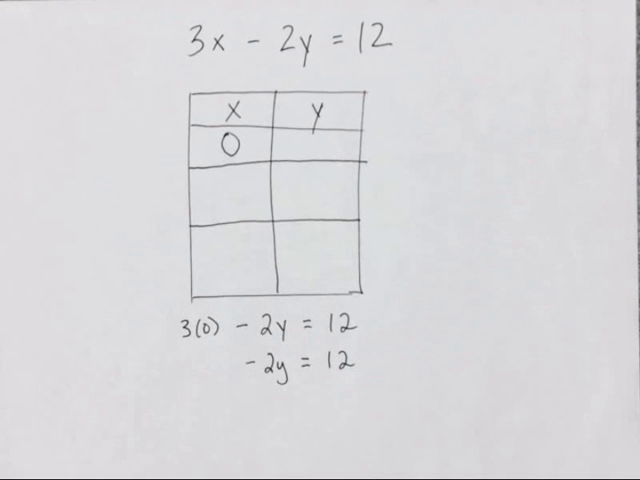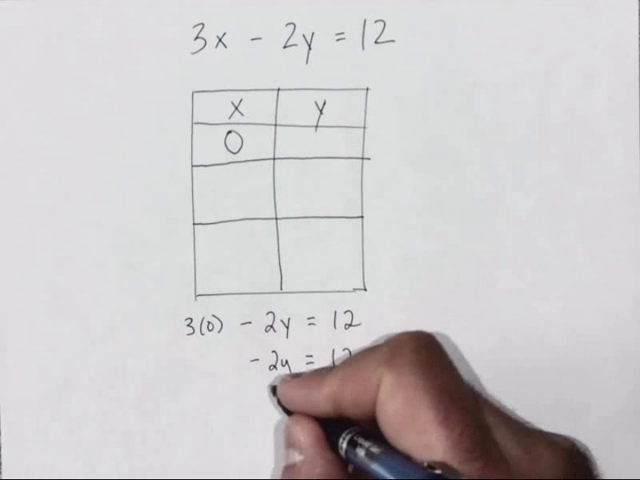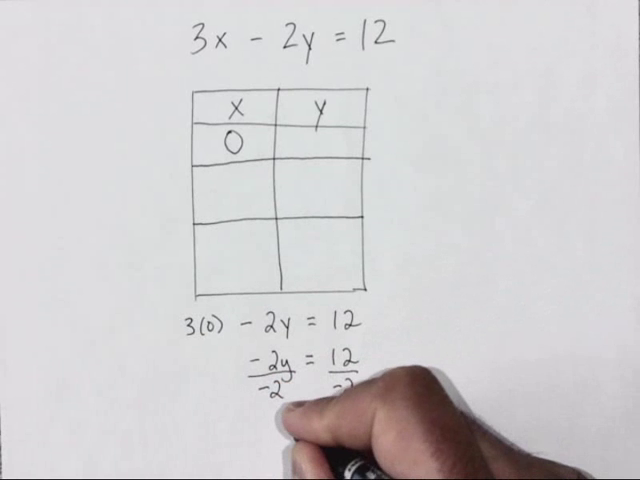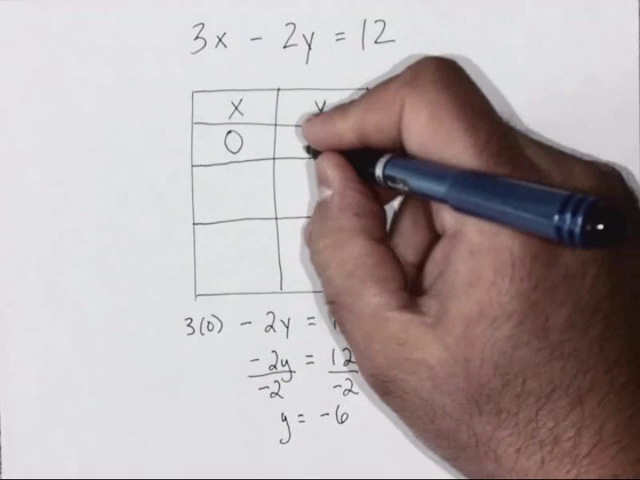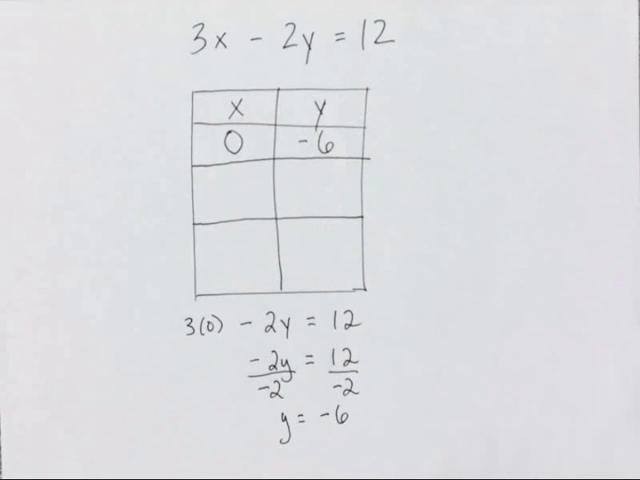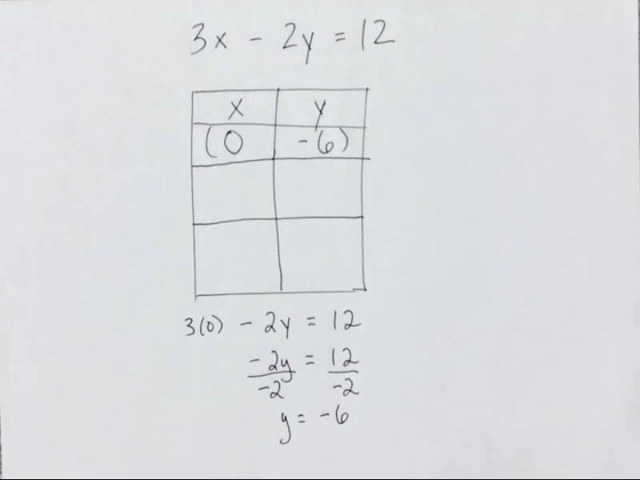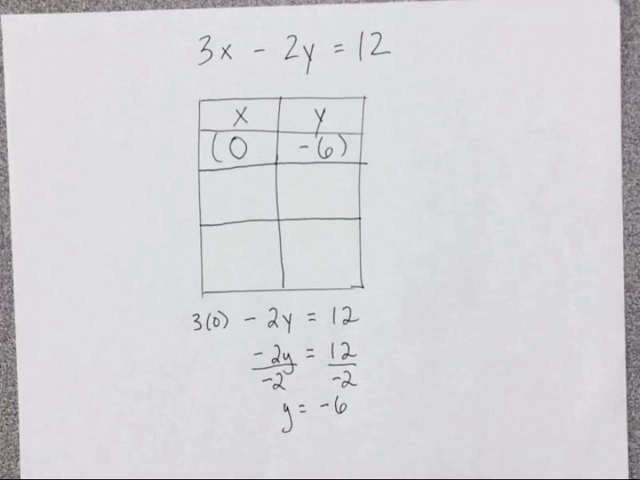So this is the case, right? 2 is definitely going to divide into 12, or negative 2. So if I divide both sides by negative 2, y equals negative 6. That's an ordered pair that's easy for me to graph. I don't have fractions. My numbers are still pretty small, so it's rather nice.